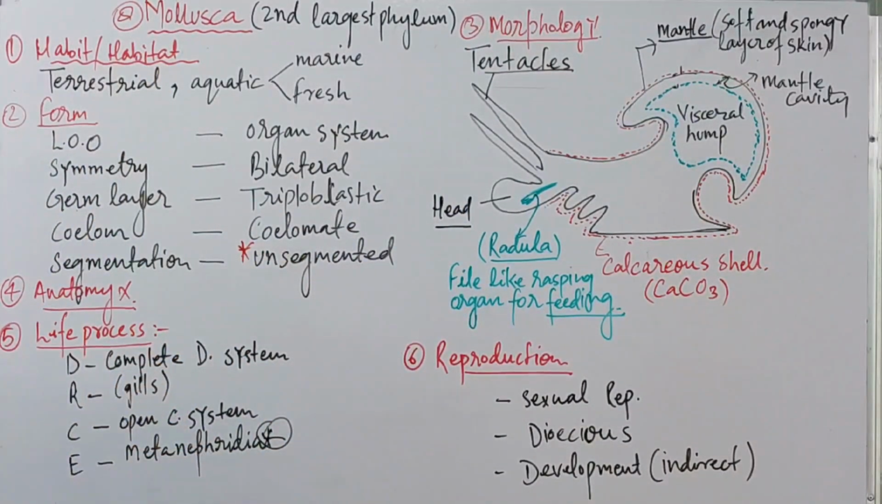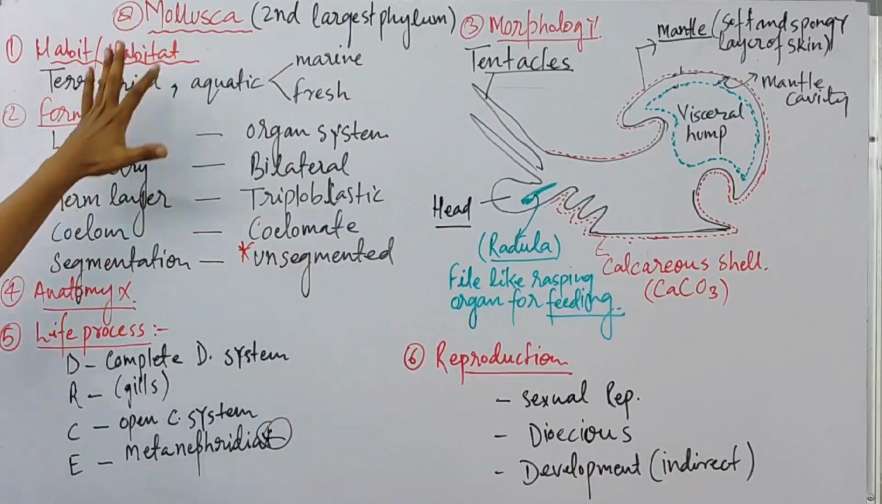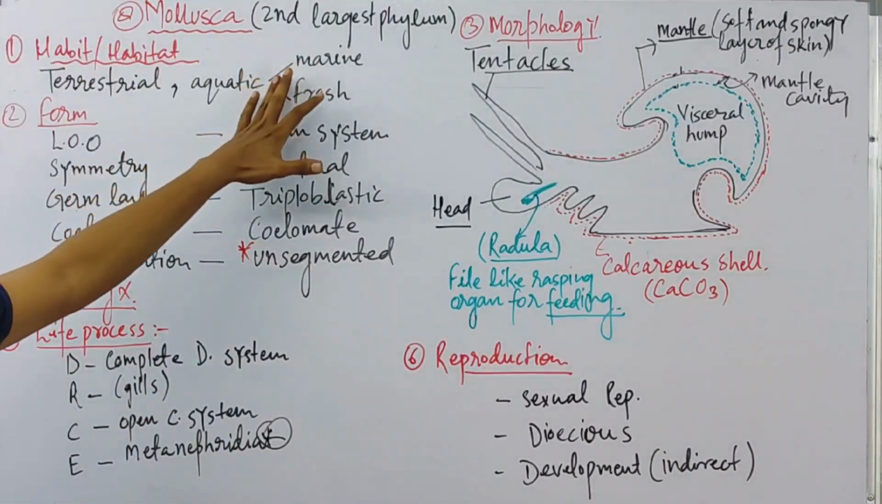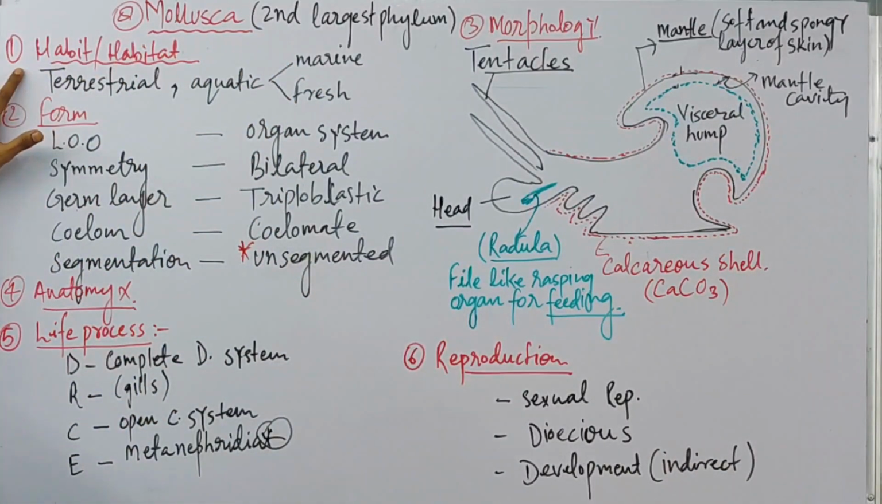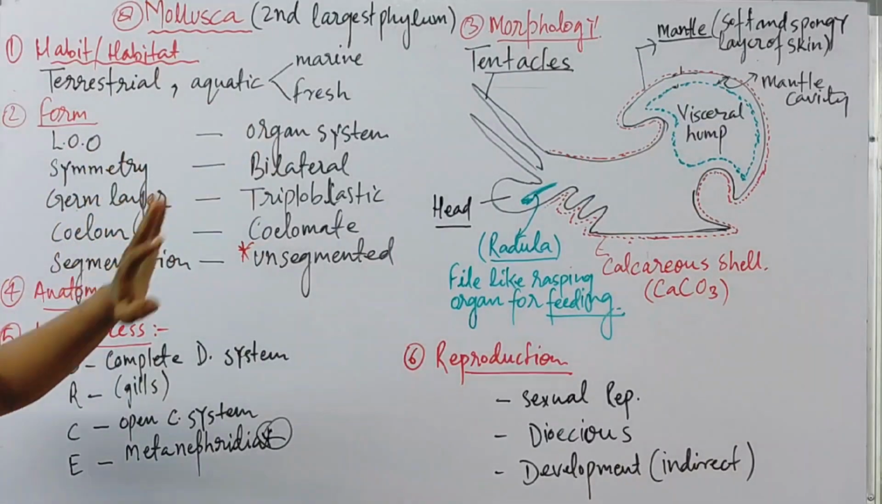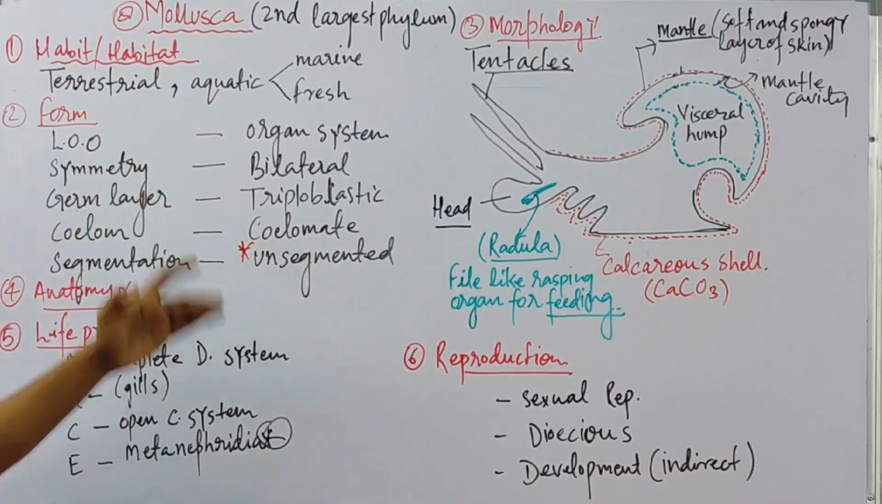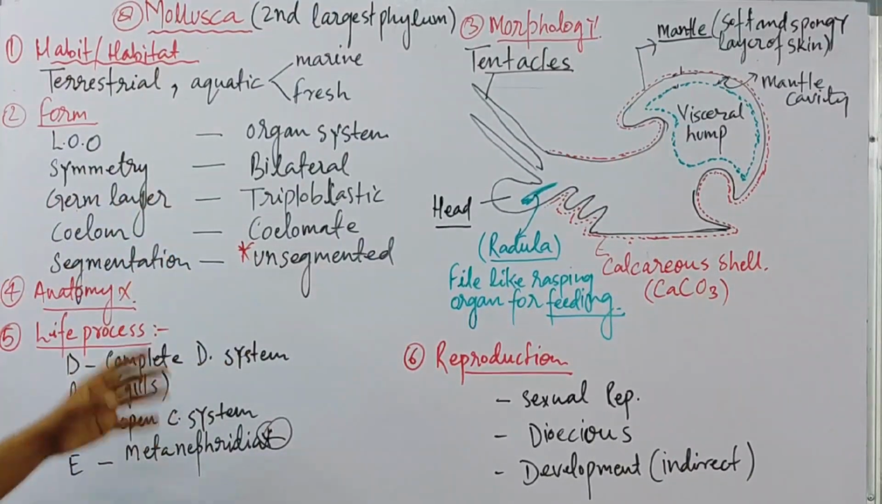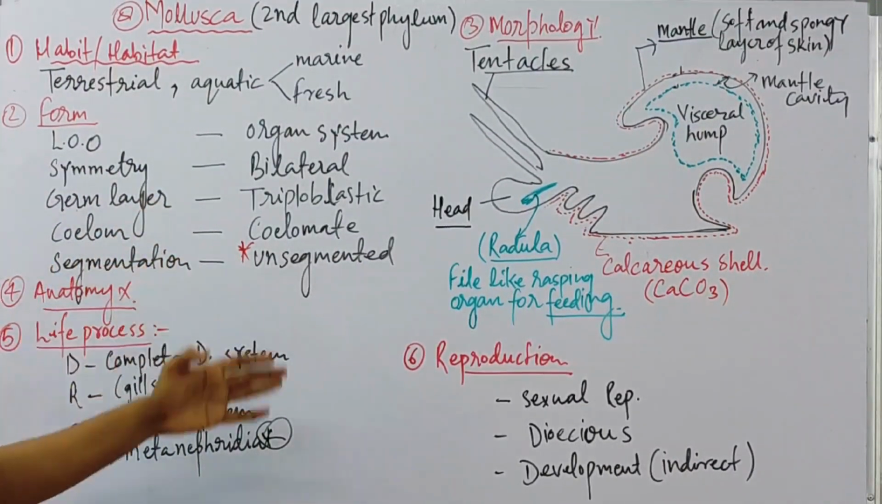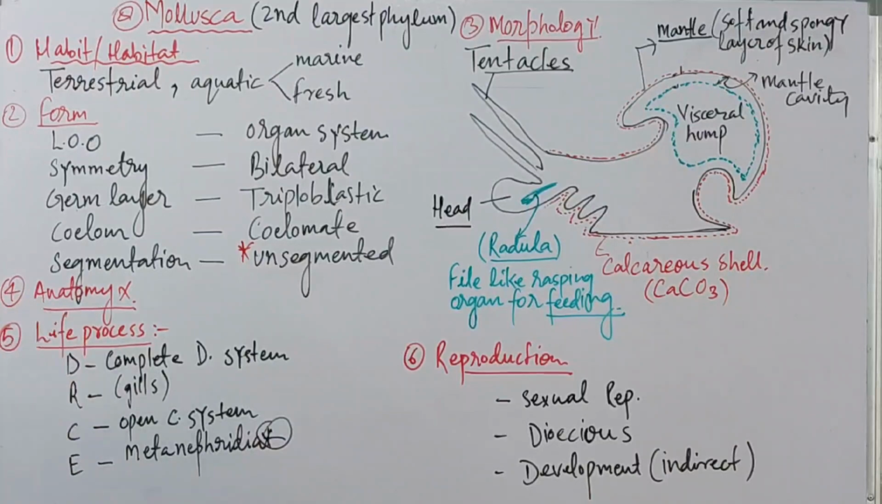So these all are about the mollusca. Mollusca is the second largest phylum. What about the habitat? Habitat is terrestrial and aquatic, and in aquatic it could be marine and fresh. Now form: level of organization is organ system, symmetry is bilateral symmetry, germ layer is triploblastic, coelom is coelomate, segmentation is unsegmented. Now anatomy, there is no need to study the anatomy.